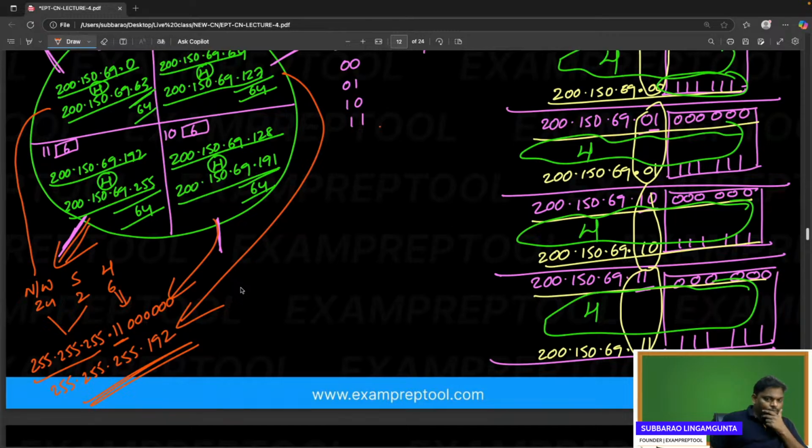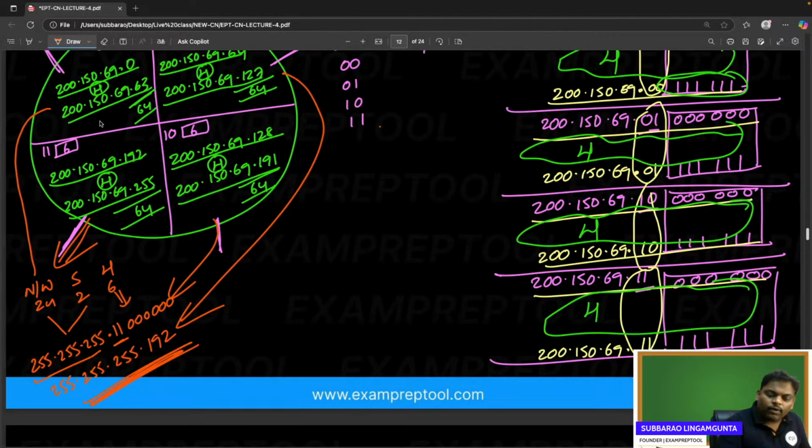Check once. Because everywhere network part is 24 bits and subnet part is 2 bits, totally 24 plus 2, 26. Everywhere, 26 ones are there. What is the meaning of subnet mask? Network part and subnet part are ones. That is the meaning of subnet mask. So the subnet mask for all these 4 is 255.255.255.192.